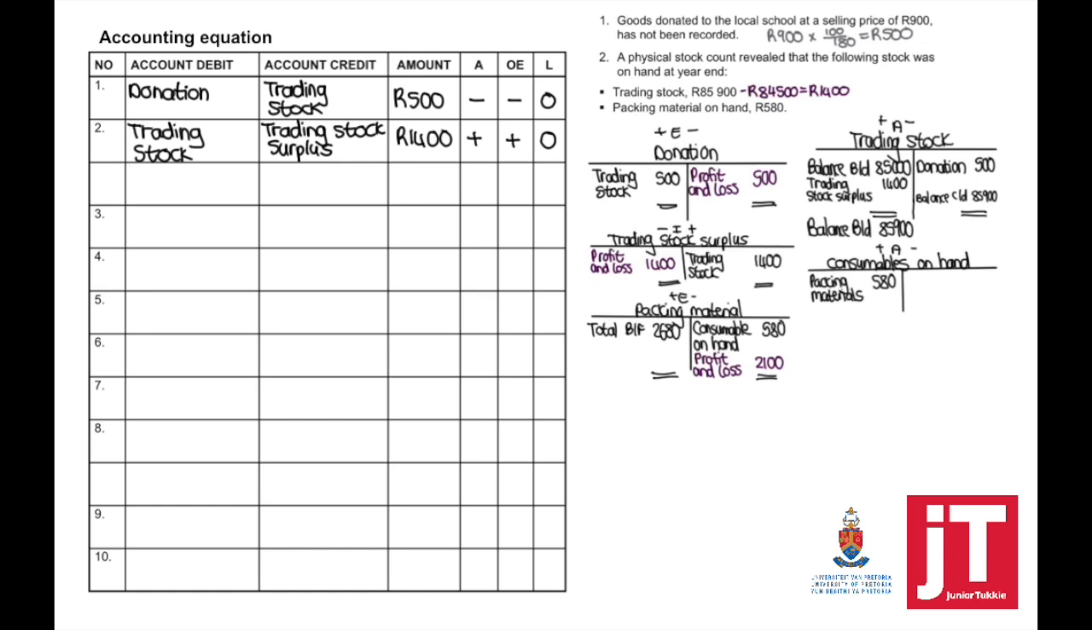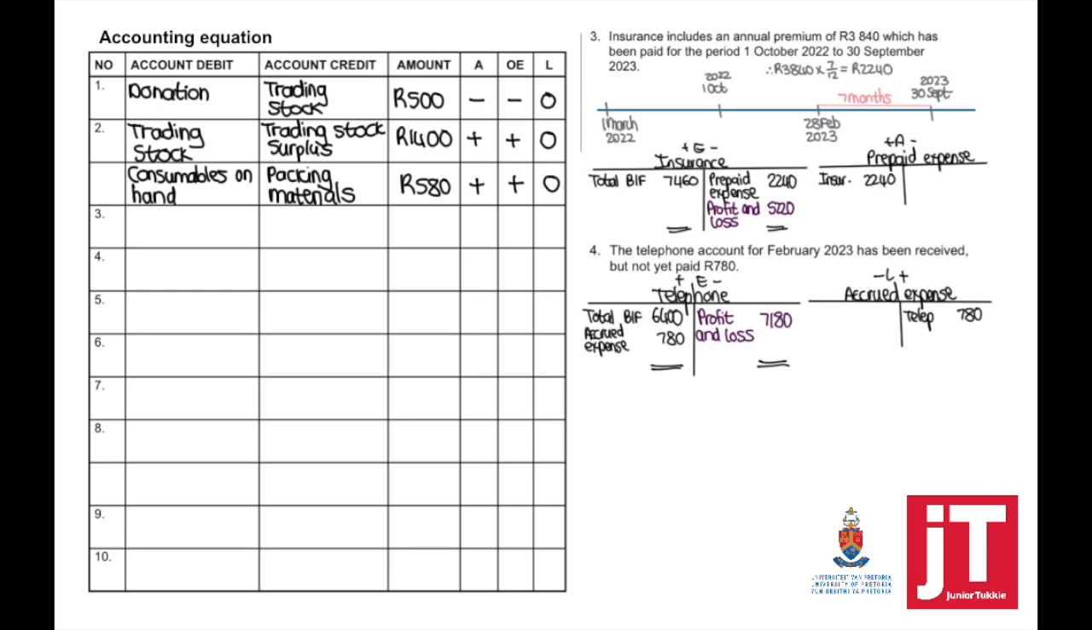Consumables, packing material that was left over is taken to consumables on hand. So account debited, consumables on hand, account credited, packing material, amount 580, assets plus, because my expense decreases, it will have a positive effect on the owner's equity.